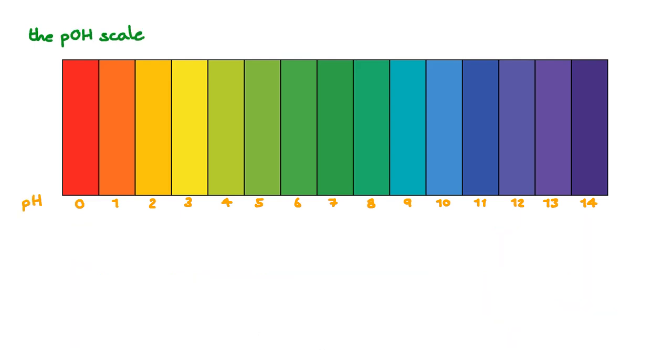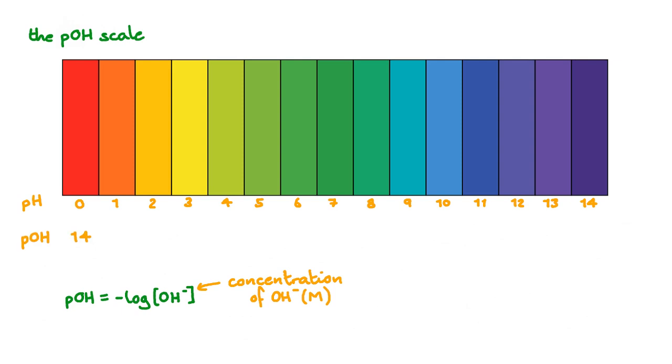There is a related scale that you might come across called the pOH scale. pOH is calculated in the same way as pH, but using the concentration of hydroxide ions instead. pH 0 is equivalent to pOH 14, and pH 14 is equivalent to pOH 0. And we can easily fill in the rest of the scale.